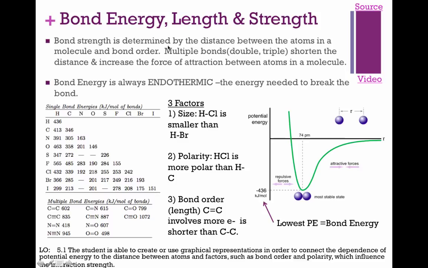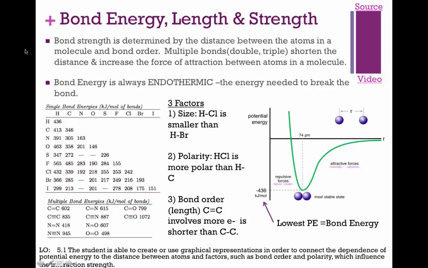But then we can also look at bond order. Bond order is really based on the multiple bonds. So if we have a double or a triple bond, that pulls the atoms closer together. So the triple bond is the strongest bond, then the double bond, and then the single bond is actually the weakest of the three.